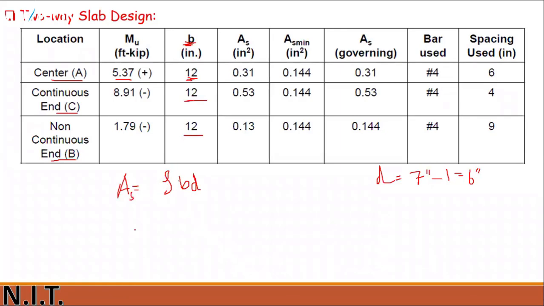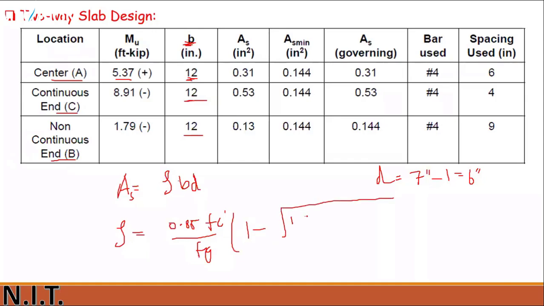The rho value can be calculated by the big formula that I told you: 0.85 fc prime over fy, times 1 minus the square root of 1 minus 2 Mu divided by 0.85 phi fc prime b d squared. This is the formula to calculate the steel ratio.